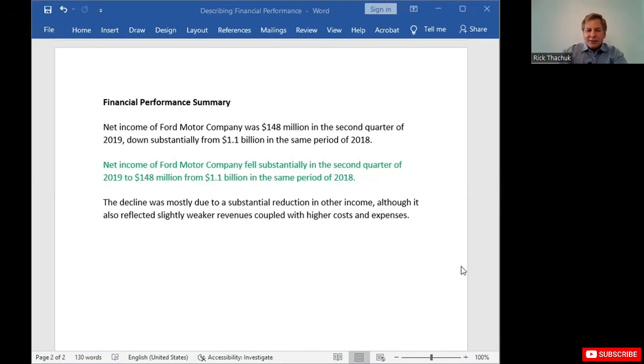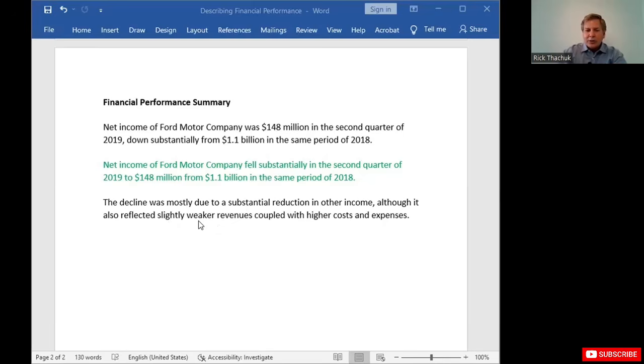In the sentence here, you see due to, we learned about that. That's instead of using because. Same here, also reflected is because. Coupled with, I used instead of and. I used reduction to describe the decline in other income, and it was substantial. Revenues were slight, and I used weaker here.